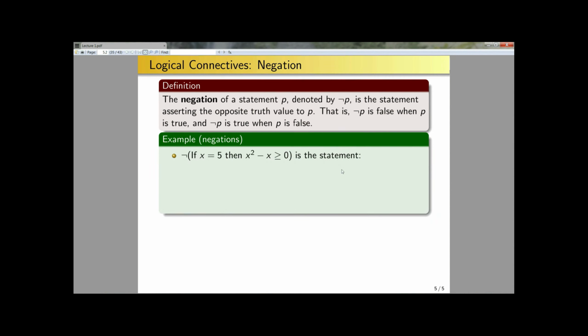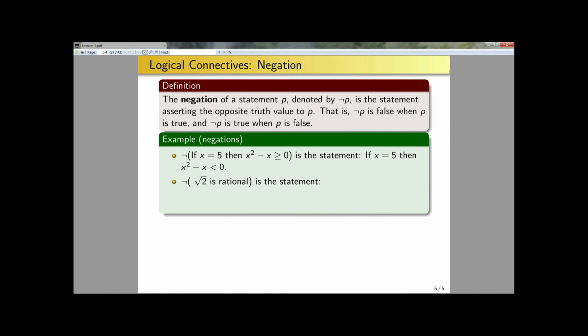So the negation of the statement, if x is equal to 5, then x squared minus x is greater than or equal to 0. What do you think that would be? Pause the video for a second and think of how you would possibly negate this statement. Okay, so the negation of this would be if x is equal to 5, then x squared minus x is less than 0.